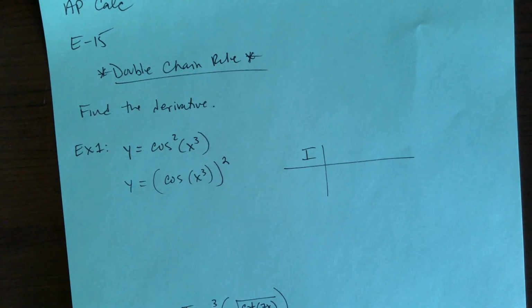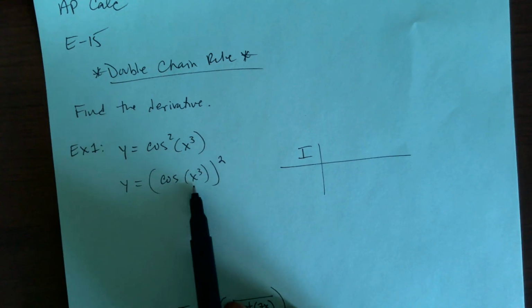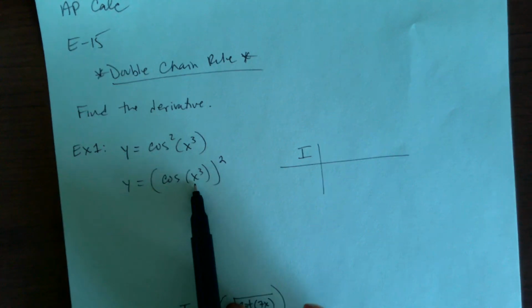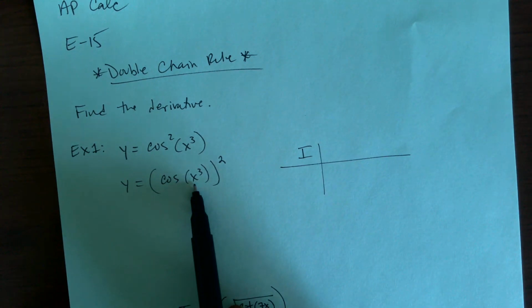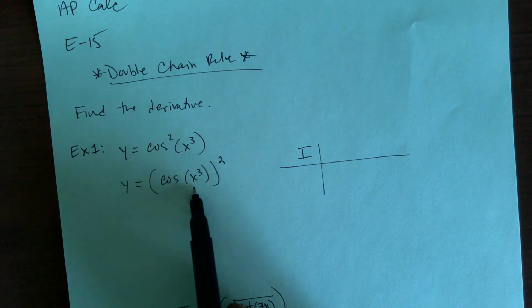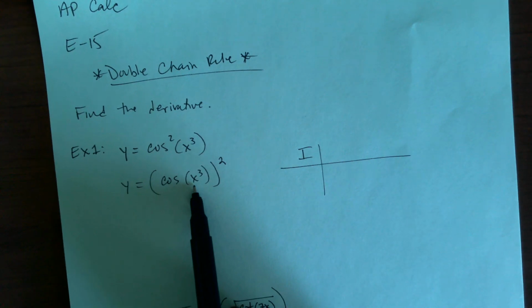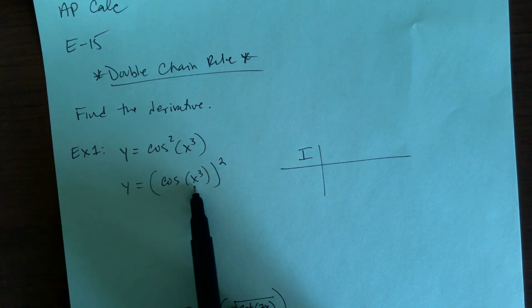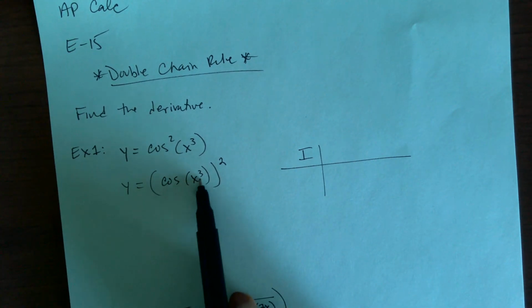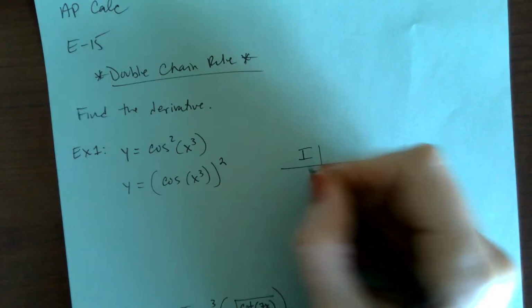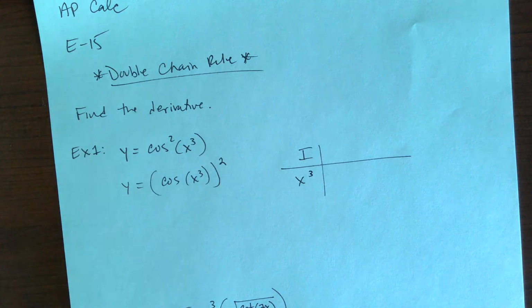when you're looking for the innermost function, look at x. So I look at this x. When you're finding the innermost function, you look at the x, and then you say to yourself, what is the very first thing that is happening to this x? The very first thing happening to this x is that it's being cubed. So the innermost function is x cubed.